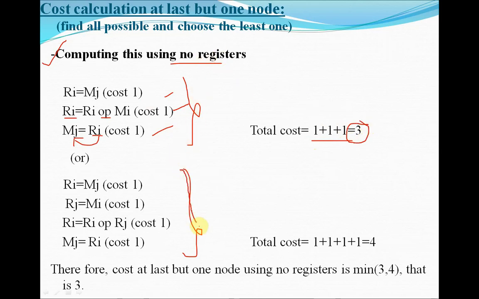If I go through the second option, I can also write the code like this. Here I am going to use 4 instructions. Both operands are moved to registers, thereafter the corresponding operator is applied and the result is moved to the memory location. Here I am using 4 instructions whose cost is 4. So category 1, computing this using no registers, can be done by 2 methods. We will choose the best one, that is the minimum. So the minimum of 3 and 4 is 3.